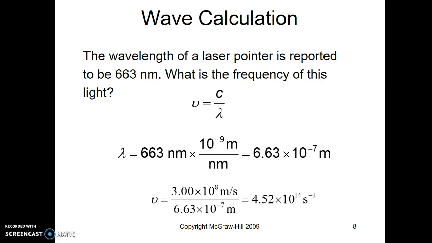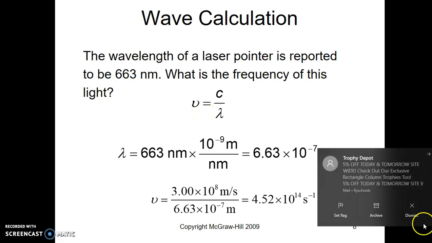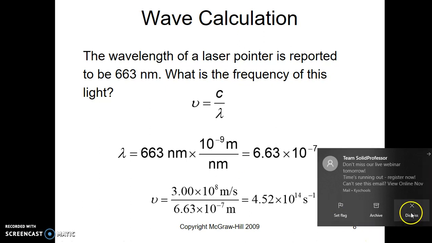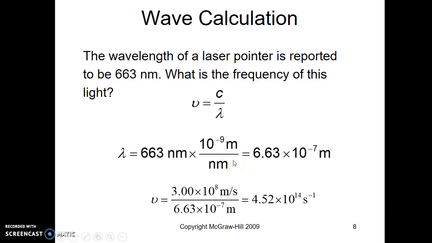All right, so here's how we're going to solve it. First we have to rearrange that equation and solve for frequency. So we just rearranged that and got ν equals c over λ. So our speed of light divided by our wavelength. Now, also very important, I told you that it had to be in the correct units. So 663 nanometers, we have to convert that to meters, okay? So 1 nanometer is 10 to the negative 9th meters.